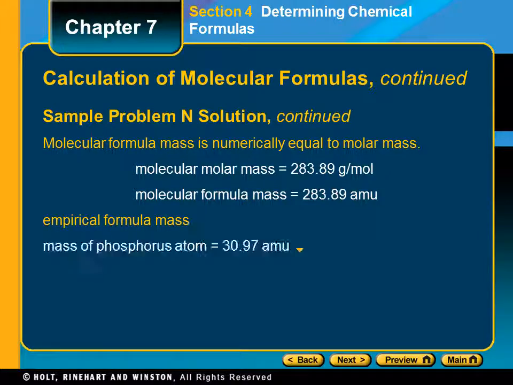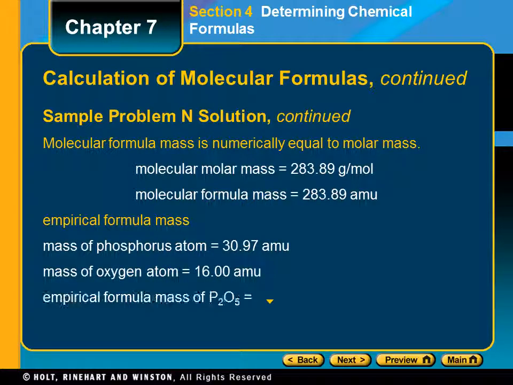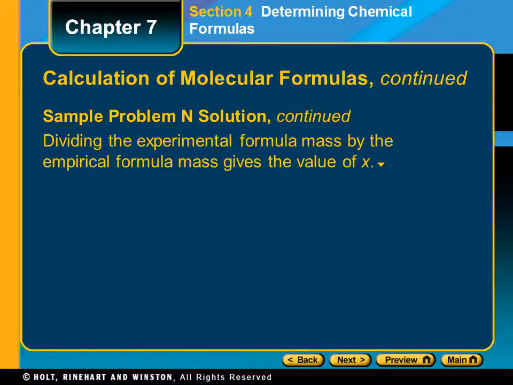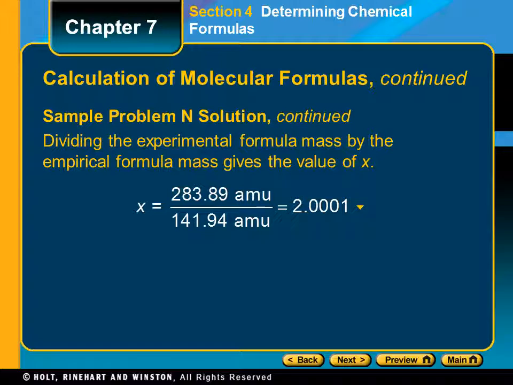The empirical formula mass is the mass of phosphorus plus the mass of oxygen. As you do the math there, it is 2 times 30.97 plus 5 times 16, which equals 141.94 AMU. You divide the experimental formula mass by the empirical formula mass to get X. In this case, 283.89 AMU divided by 141.94 AMU gives you 2.0001.